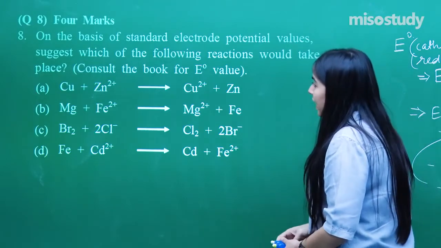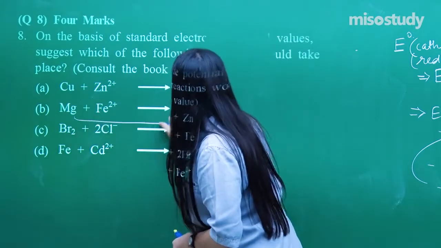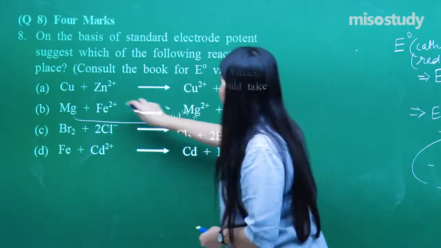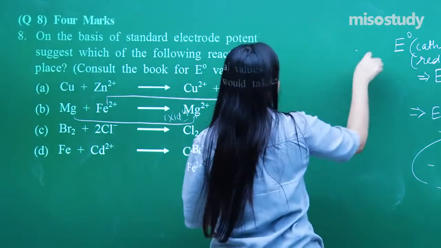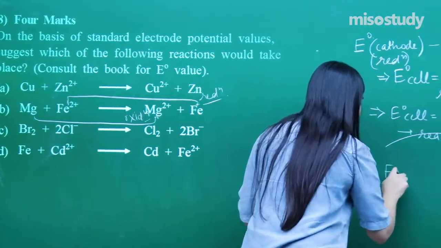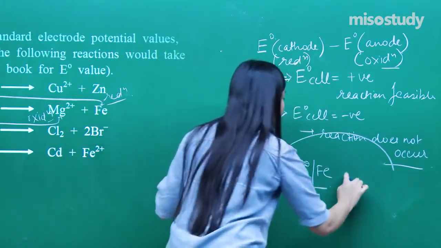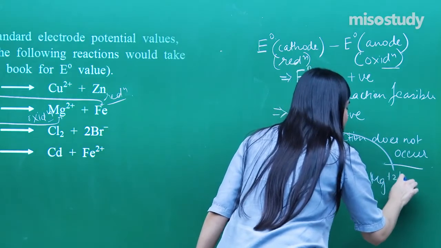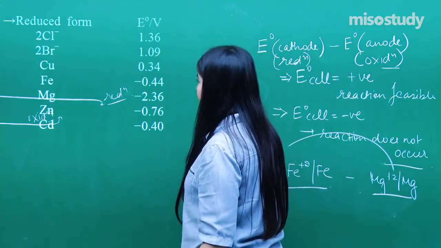Now the next one, I need to figure out Mg and Mg2+, right? So this is the oxidation process going on, and this is the reduction going on. So Fe2+ to Fe, see here, Fe+2 to Fe value I need, which is the reduction process, that is the cathode, minus Mg+2 to Mg. This value I need, which is the oxidation process, see here.